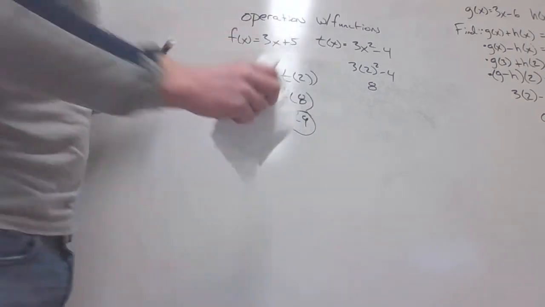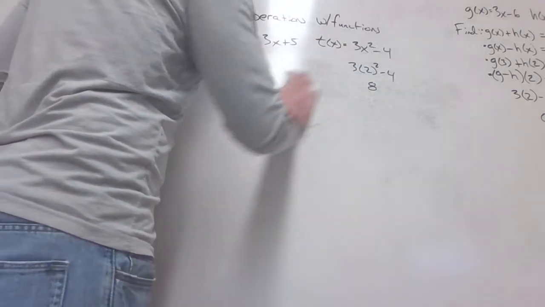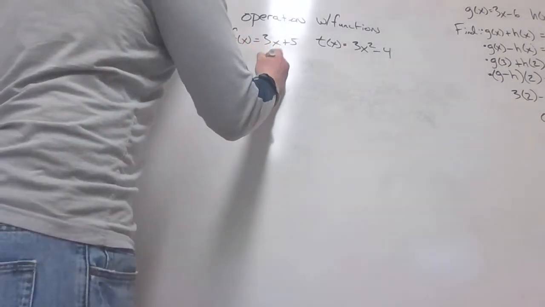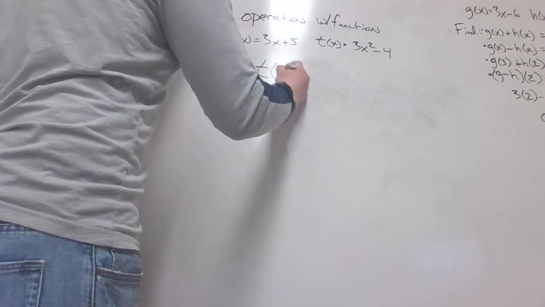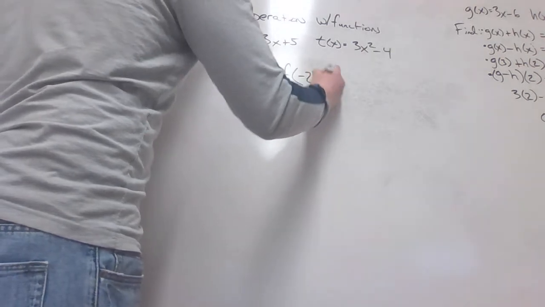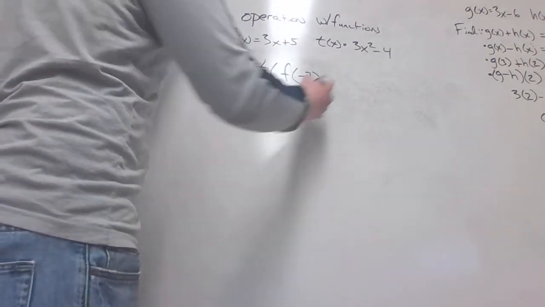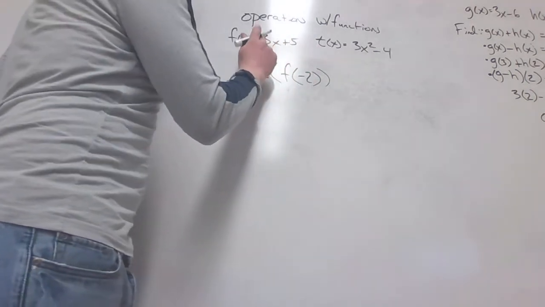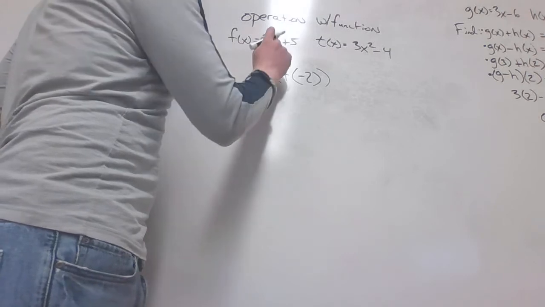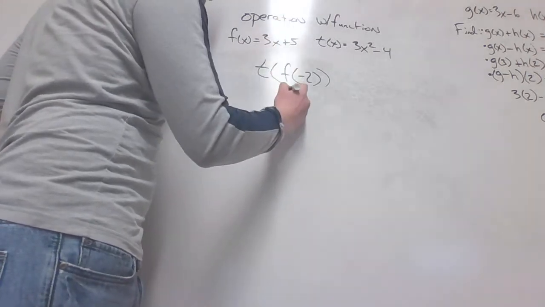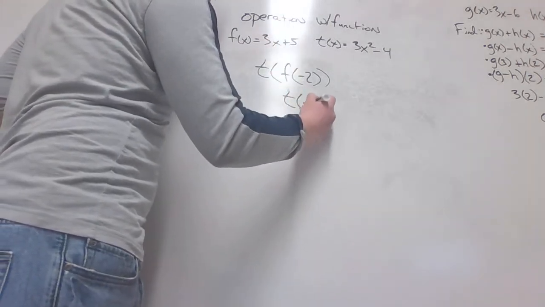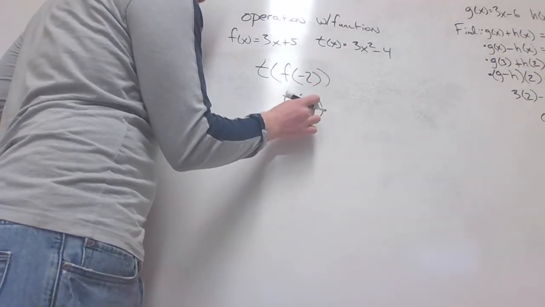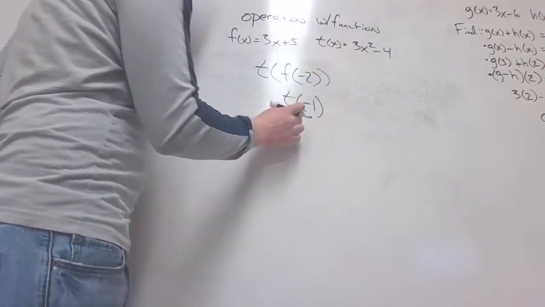I'll do a couple more so you get the hang of this. Okay? So now let's say I'm going to do t of f of negative 2. I don't know, let's just have fun with this one, all right? So I'm going to go into this function. The input is negative 2. 3 times negative 2 is negative 6. Negative 6 plus 5 is negative 1. So t of negative 1. Replace this function's input with its output, which is negative 1. And now I go into this function, and I do this input.